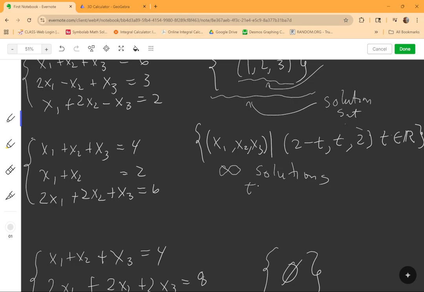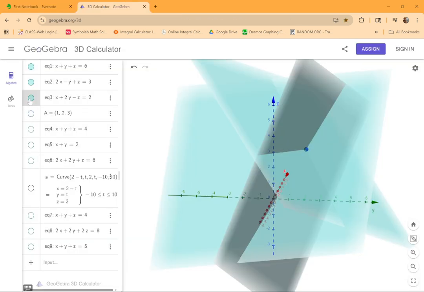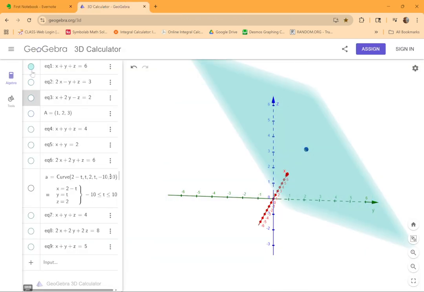So if t is any real number, let's choose a simple one. t is equal to 0. If I do that, plugging in 0, I get (2, 0, 2). And that is a solution, right? That's one solution. And the solution set encapsulates all of them, which in this case is an infinite number of them. So here, let's take a look.